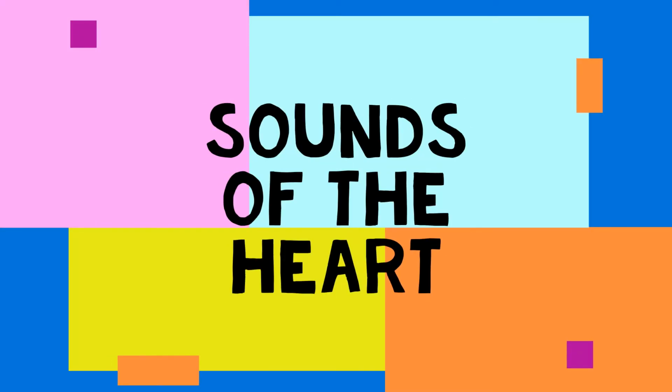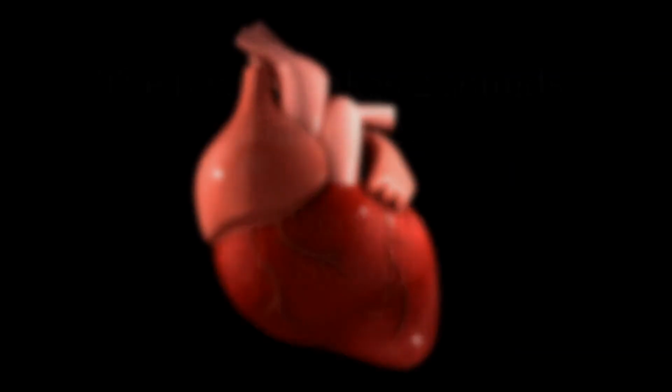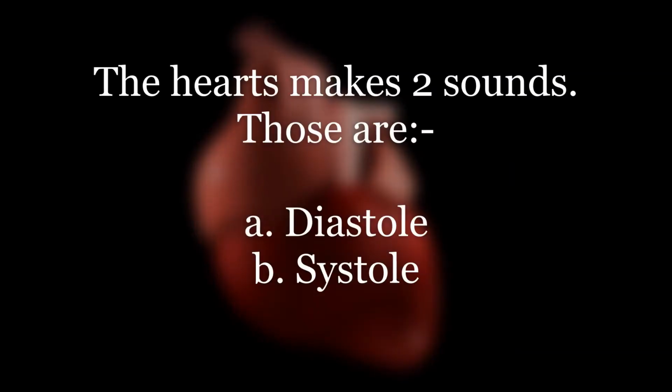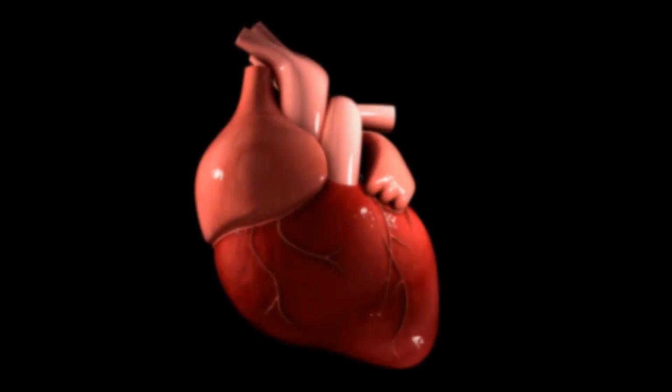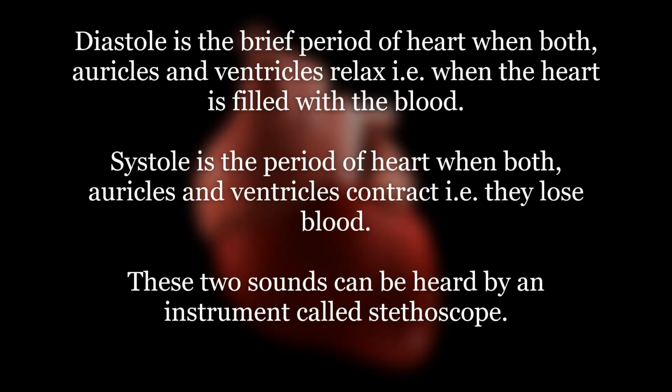Now we will talk about the sounds of the heart. The heart makes 2 sounds. Those are diastole and systole. Diastole is a brief period of heart when both auricles and ventricles relax. That is when the heart is filled with blood. Systole is the period of the heart when both auricles and ventricles contract. That is, they lose blood. The 2 sounds of the heart can be heard by an instrument which is known as stethoscope.